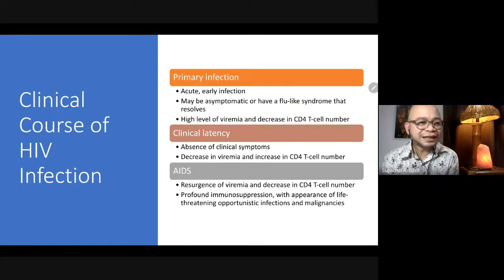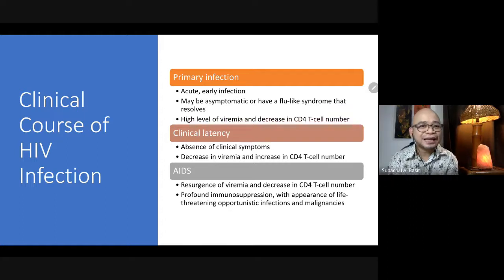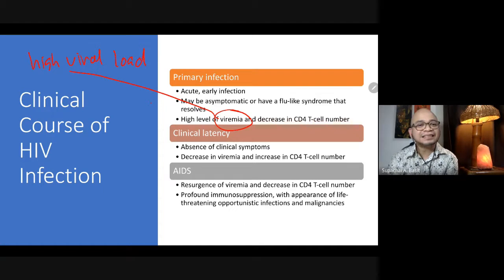So the clinical course of HIV infection is divided into 3. Okay, so we have the primary infection. This is the acute early infection. It may be asymptomatic, or you may have a flu-like syndrome that resolves. It is characterized by a high level of viremia. So when we say high level of viremia, it means that there is a high viral load. Okay? Clinical latency is the absence of clinical symptoms, and eventually there would be a decrease in viremia and an increase in CD4 T cell number.